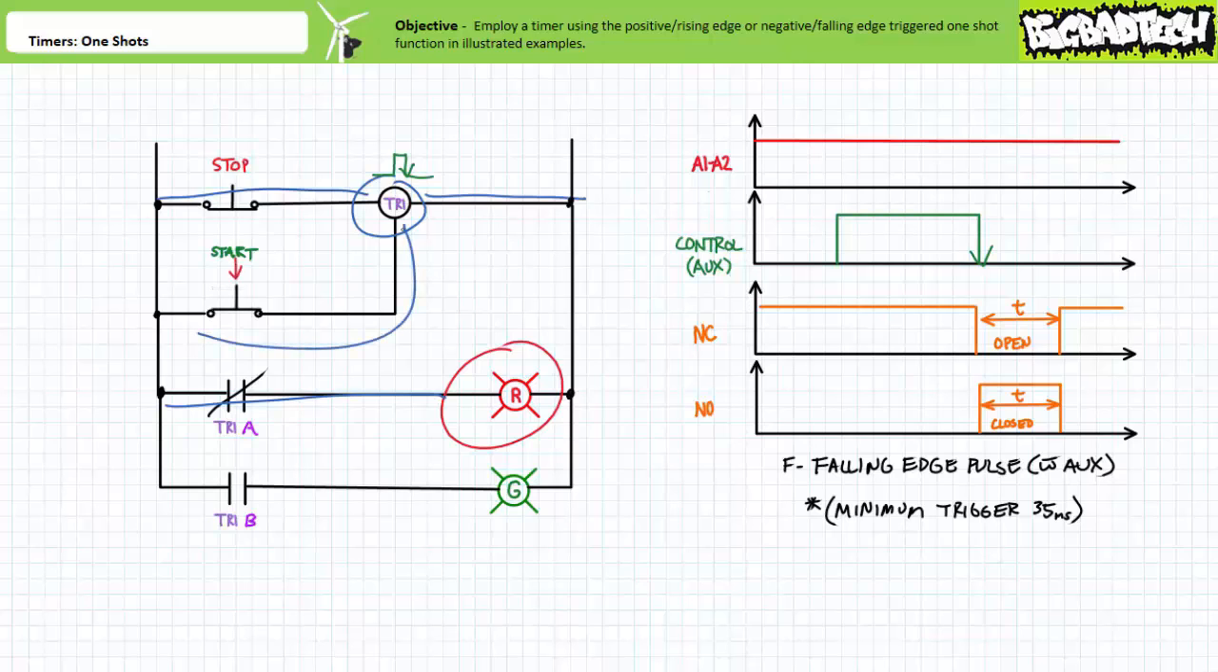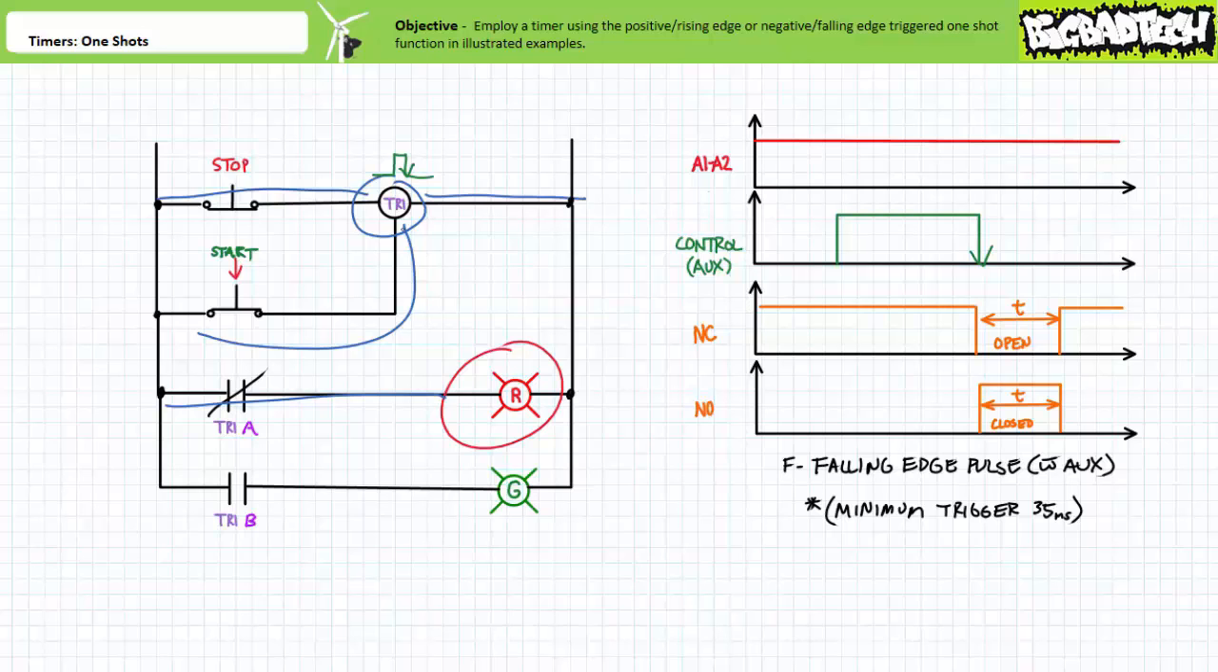When an operator presses start, the auxiliary controlling input of timer relay TR1 is energized, and nothing happens. Tier 1A and Tier 1B remain in their deactivated states. The red light remains on, and the green light remains off. In fact, an operator can press and hold start all day long, and nothing will continue to happen since the timer has not yet experienced a negative or falling edge.